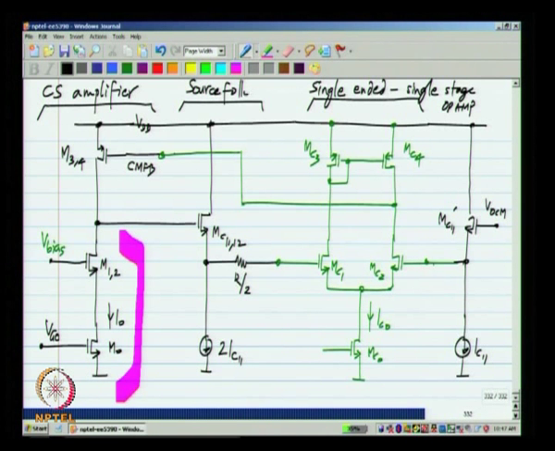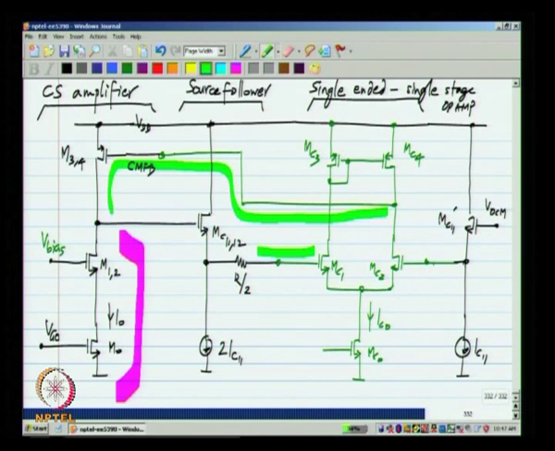So, we have a source follower. We have a single ended single stage op amp cascaded with a common source amplifier and a source follower in the feedback loop. The feedback loop goes like this. Here we have it, and then the output of the single ended single stage op amp is like that, and then the feedback loop gets completed that way. So, that is the feedback loop.